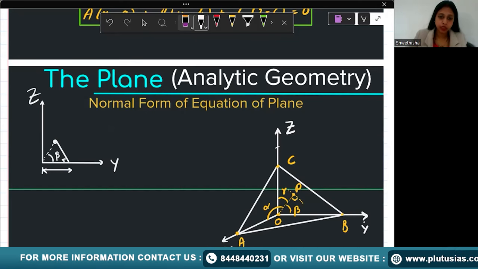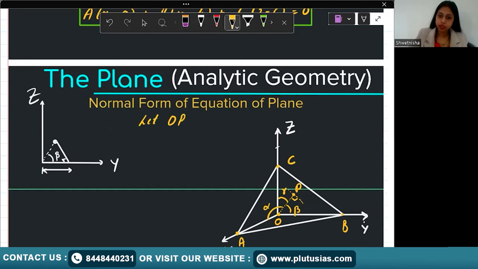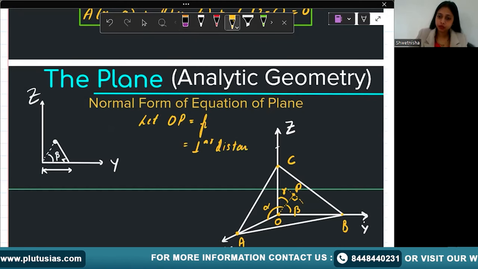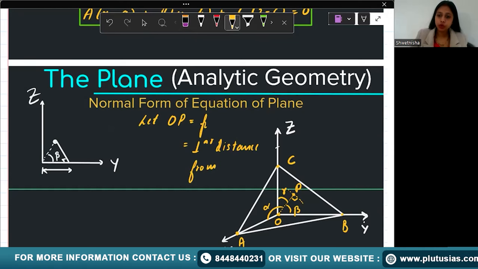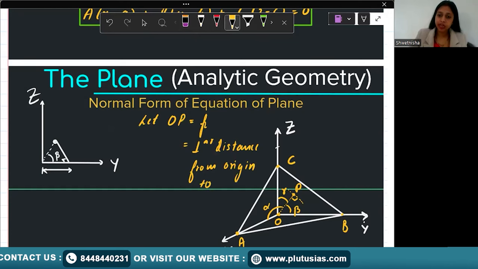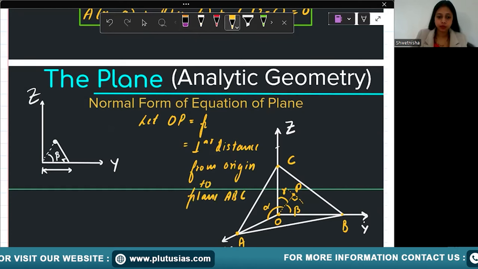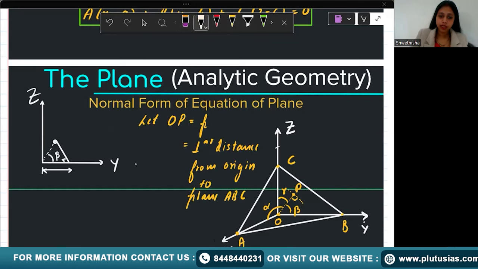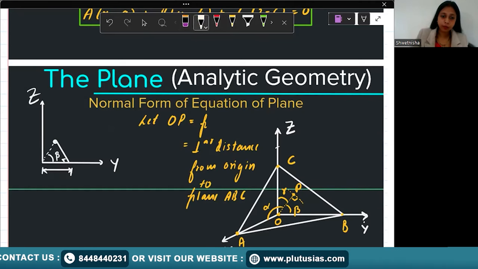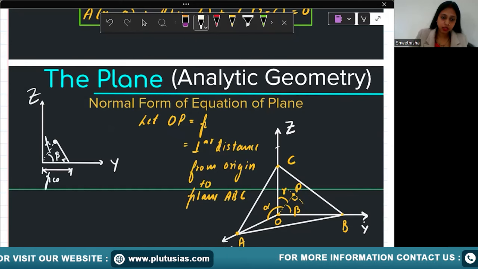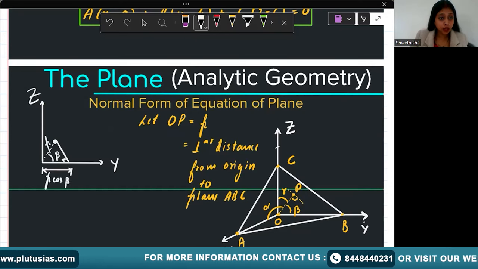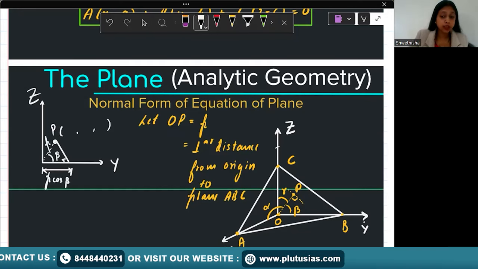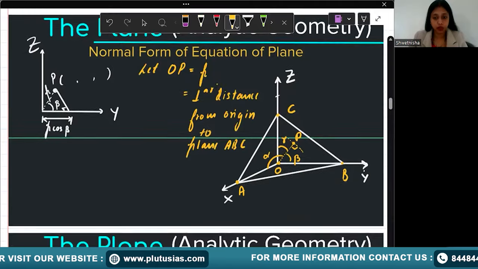Let OP be equal to small p, which is the perpendicular distance from the origin to the plane ABC. See this: if this is small p, then this length will be p cos beta. And this length is actually giving you the y coordinate of the point P. So the y coordinate is p cos beta. Similarly, I'll have the x coordinate and z coordinate.